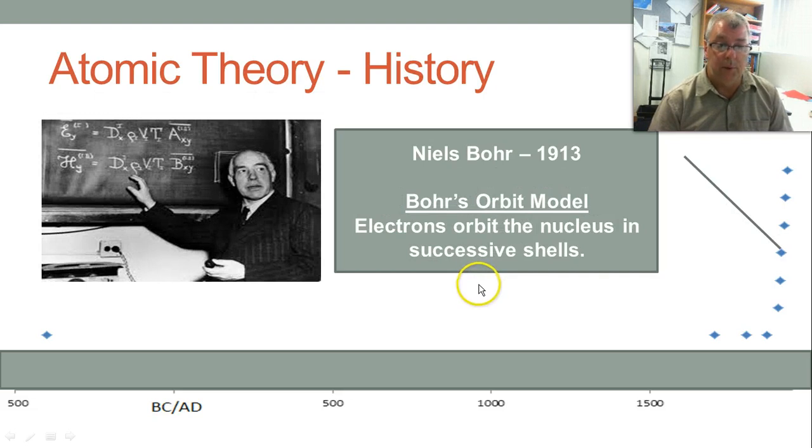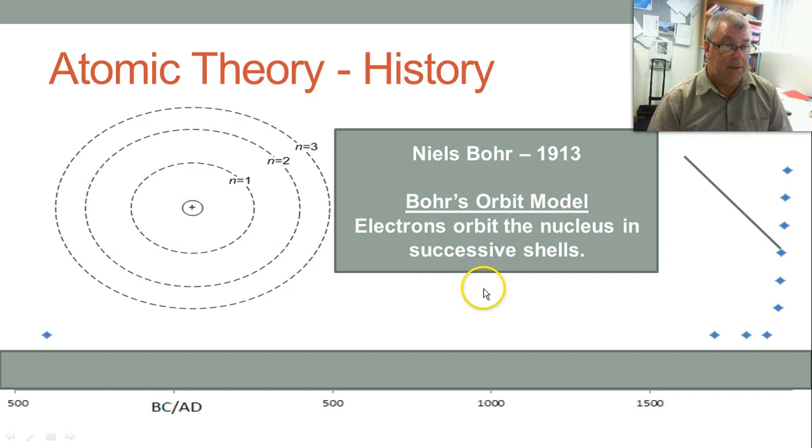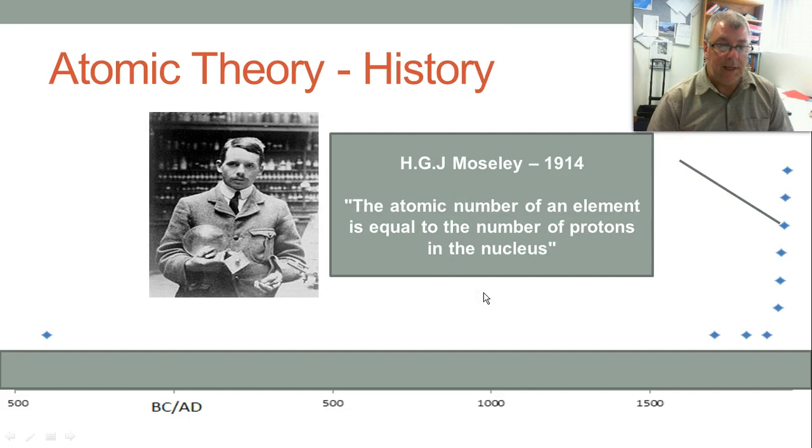And Niels Bohr, who had Bohr's orbital model, started, and this is 1913, so things are starting to happen. That's where electrons are in their own unique orbits around this nucleus. Something like that is a common way of drawing it, and we'll look at that in a little bit more detail shortly. Moseley said the atomic number of an element is equal to the number of protons in the nucleus.